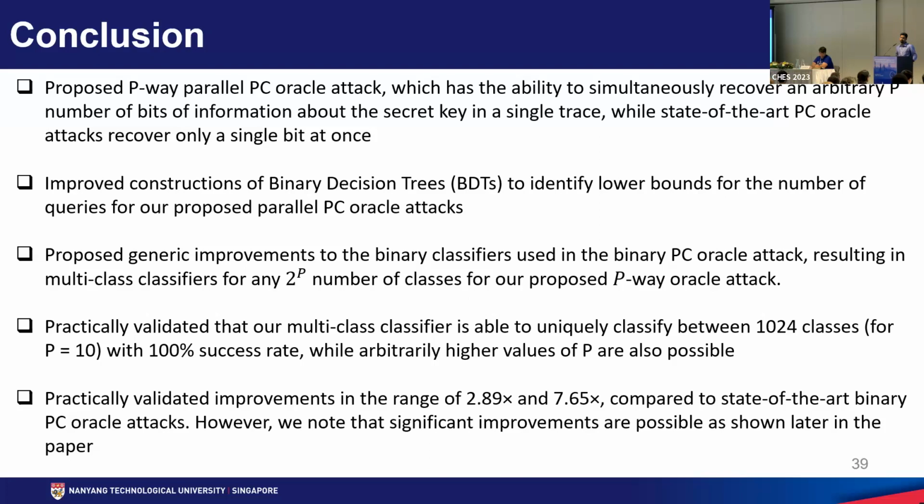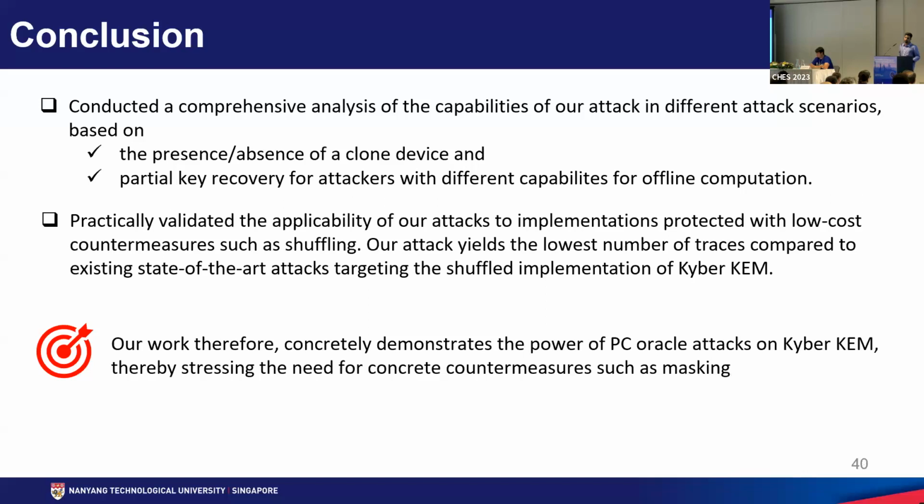And we validated that compared to the binary PC Oracle attack, our attack improves by a factor of 2.89 in the case of T equal to 5 and P equal to 4. And in the presence of a clone device, it gets even better. The number of queries required is reduced by a factor of 7.65. We also discussed the cases of presence and absence of a clone device. And with the presence of a clone device, the attack is very easy to mount.